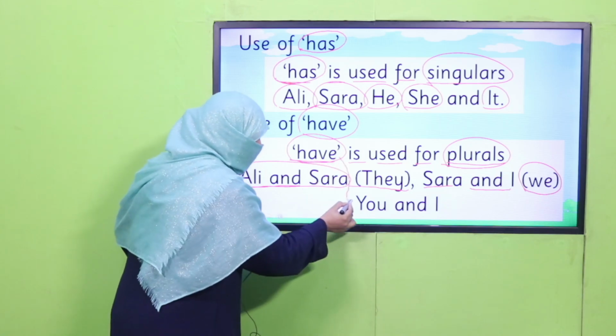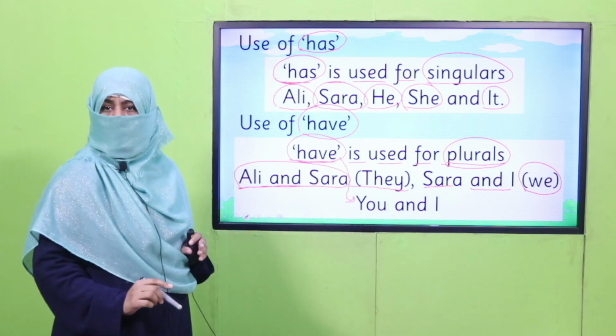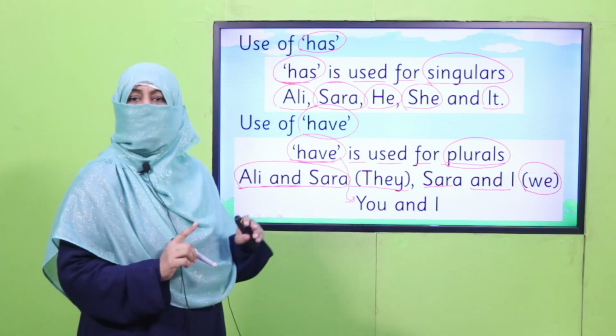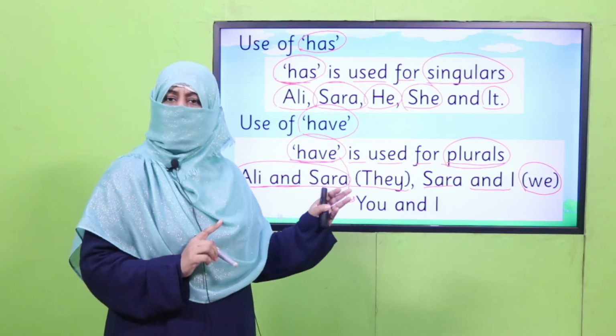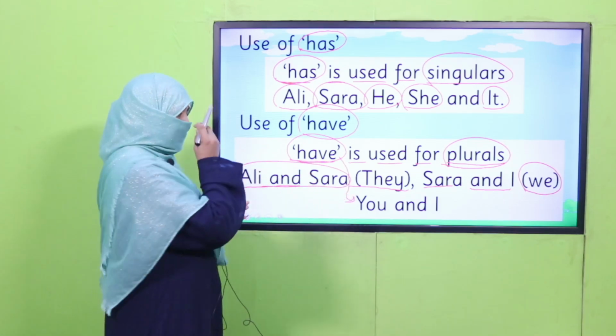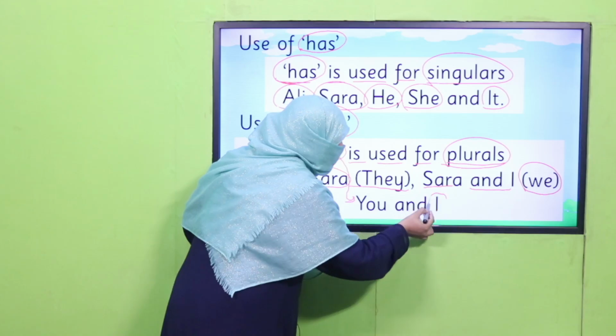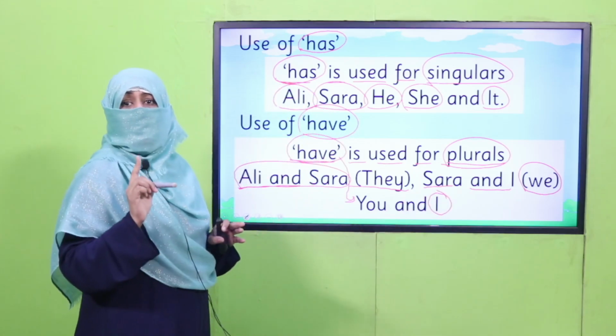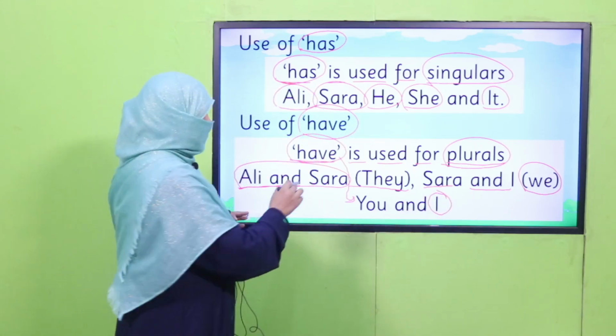With you, we always use have. Okay? Because you we use for singular and plural both. So with you we always use have, and I is the only singular substitution word with which we use have.